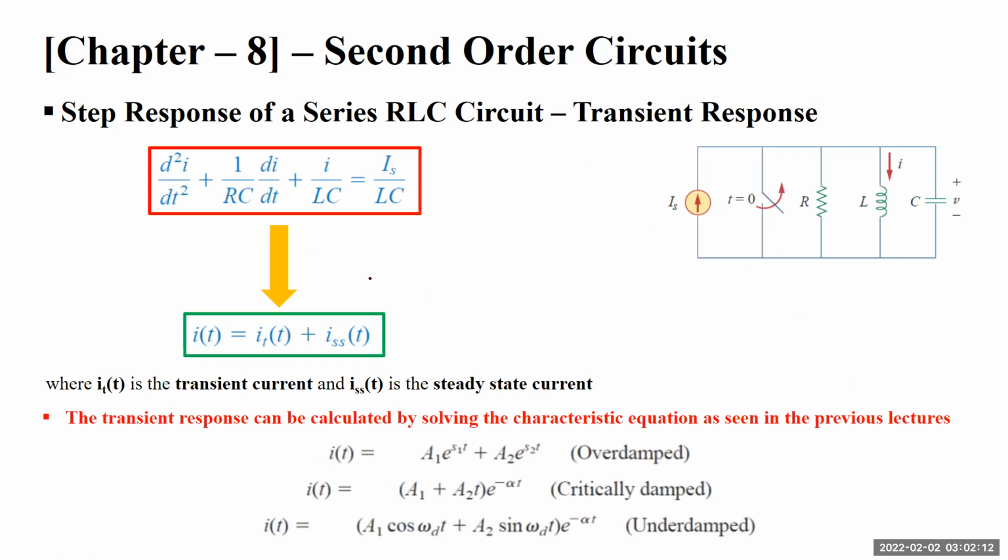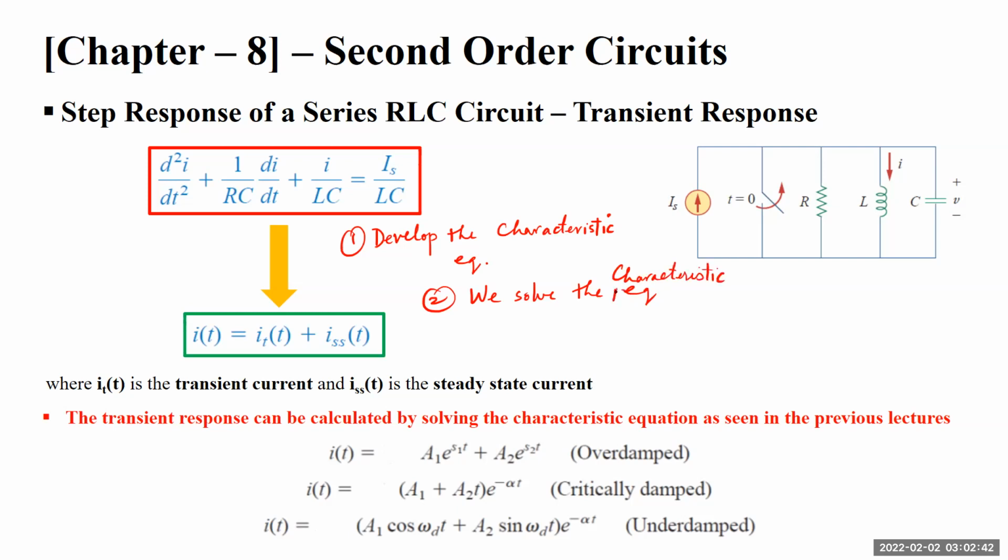For the transient case, we develop the characteristic equation from equations number one and number two, and we solve the characteristic equation. Because it's a second order differential equation, it would be a quadratic equation, so we'll get two solutions.